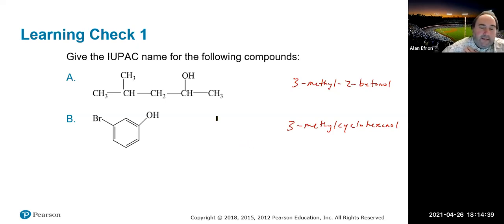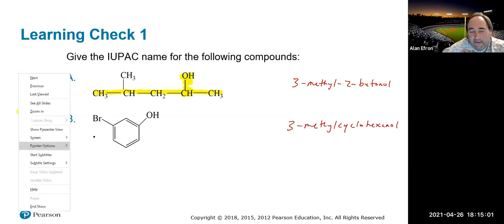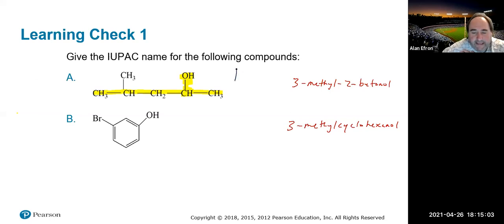Okay, so let's take a look and see how we're doing. So again, we want the longest chain with the OH group. So again, 1, 2, 3, 4, 5. You can get it a couple of different ways. We'll just take the straightest, again, that contains the OH group. So the longest chain there is 5 carbons. So 5 carbons would tell us it is based off of pentane.